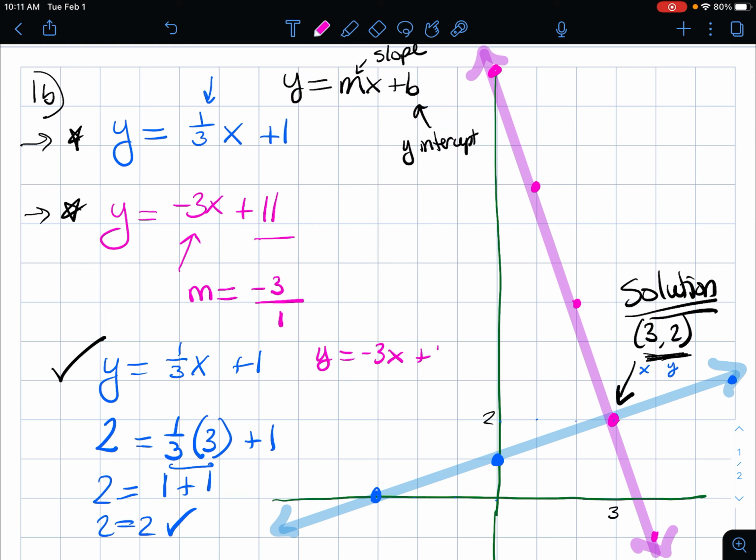y equals -3x plus 11. Instead of y, I'm going to plug in 2. And instead of x, I'm going to plug in a 3. And now I check. -3 times 3 is -9 plus 11. 2 equals 2. So it works for both, which means it is the solution to the original system we were given.